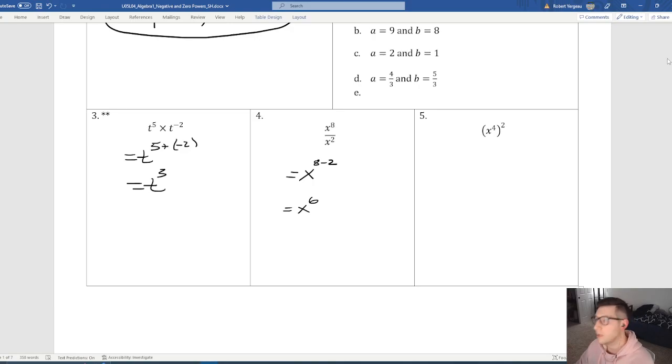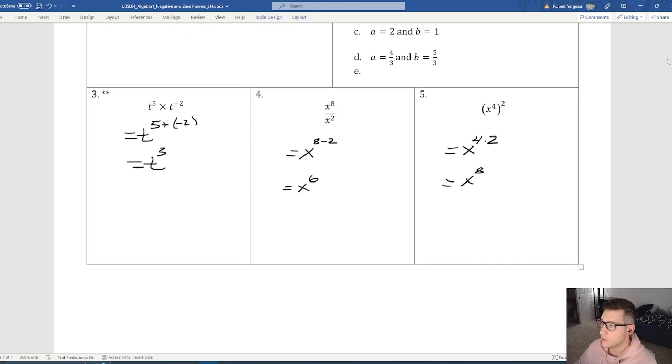And lastly, over here, number 5, we saw this already in number 1. We have a power raised to a power. When we have that, we multiply those exponents. And so it's going to be x to the 4 times 2. It's going to give us x to the 8th. All right. Go ahead and pause the video if you need to get any of this down.